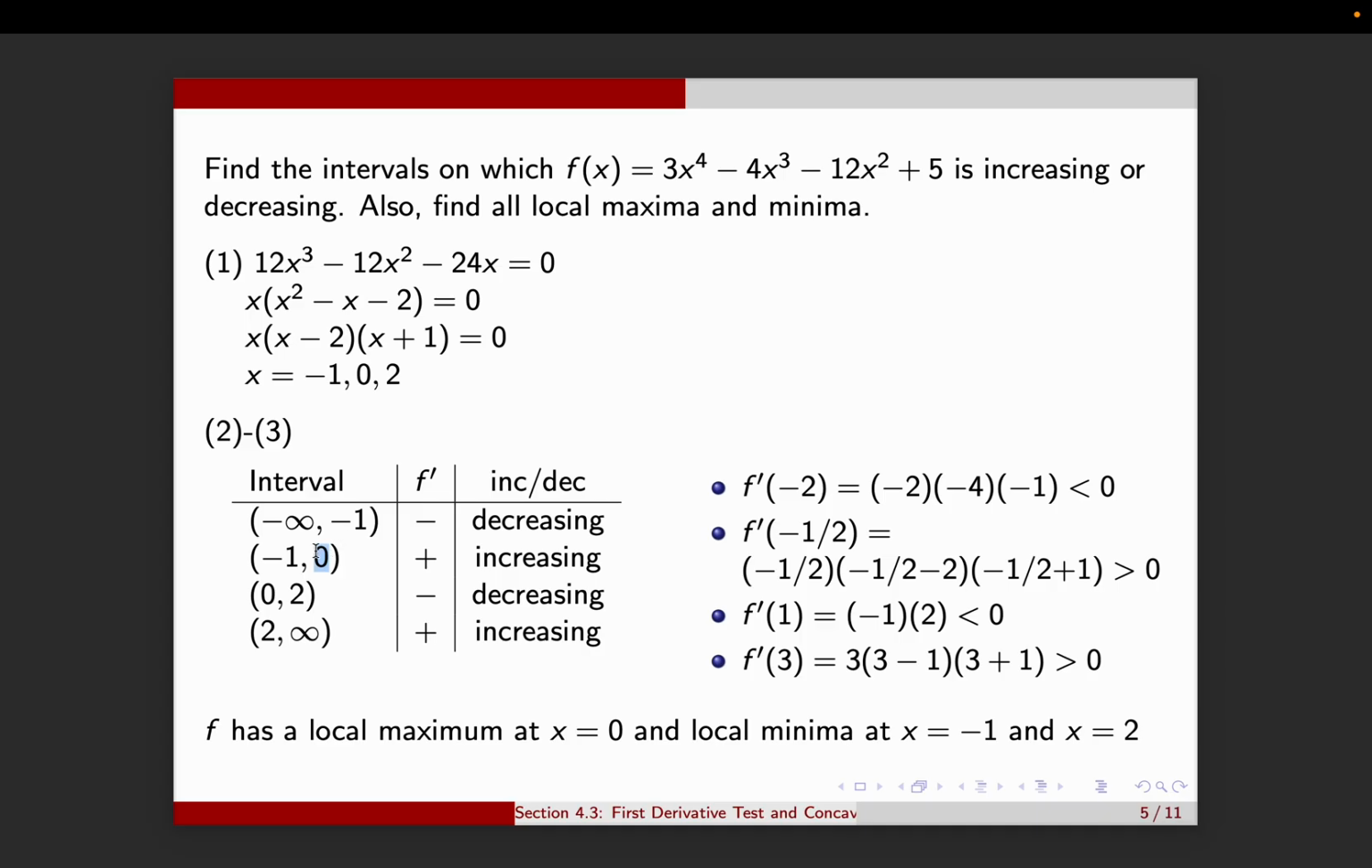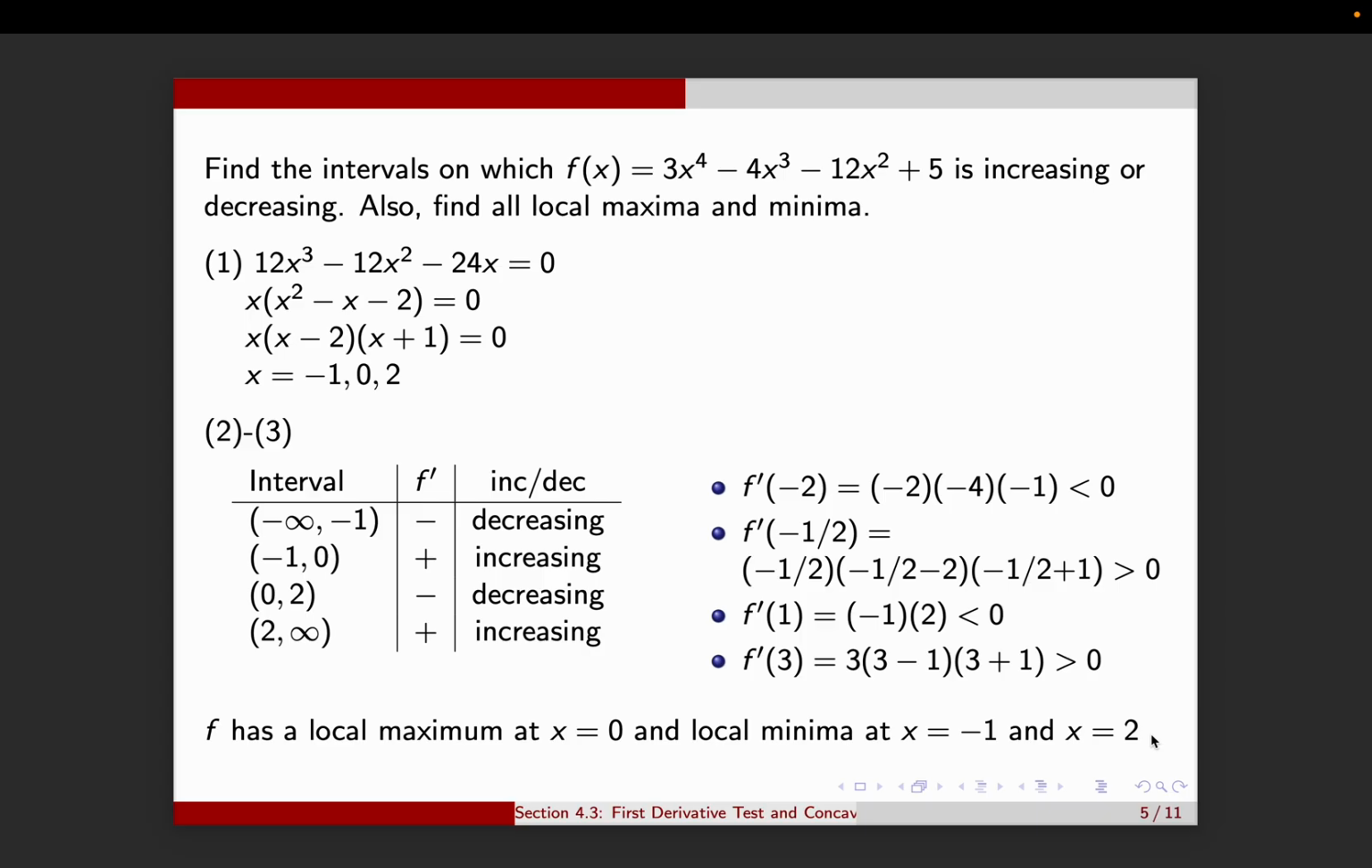And then at 0, see, -1, 0, and then 0, 2. At 0, I was going up, now I'm going down. That's how you get a local maximum. And then at 2, I was going down, now I'm going up. That's how I get a local min at 2. This is the first derivative test. It's a way of figuring out where a function has a peak, where a function has a valley.